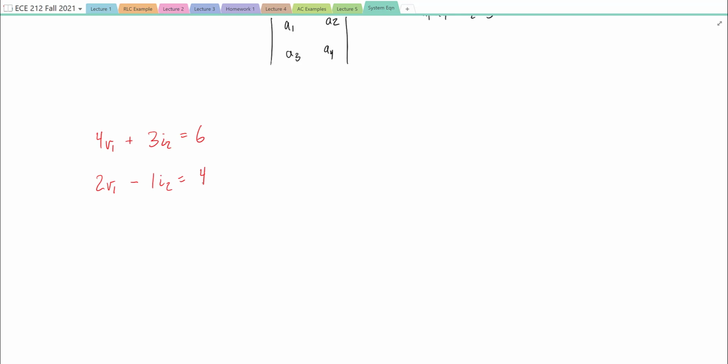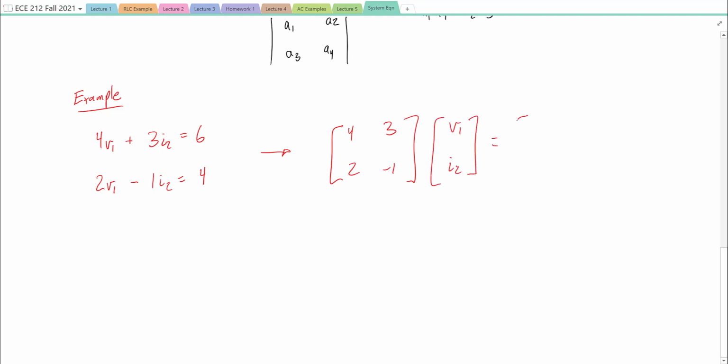So this is my example system of equations here, okay? And so I'm going to convert that into a matrix. My matrix is going to look like 4, 3, 2, minus 1. And then I'm going to have V1 and I2 as those output variables. So this is my matrix equation, and 6 and 4.